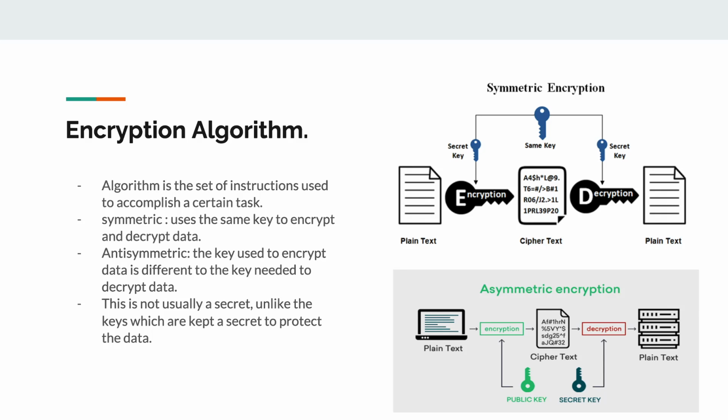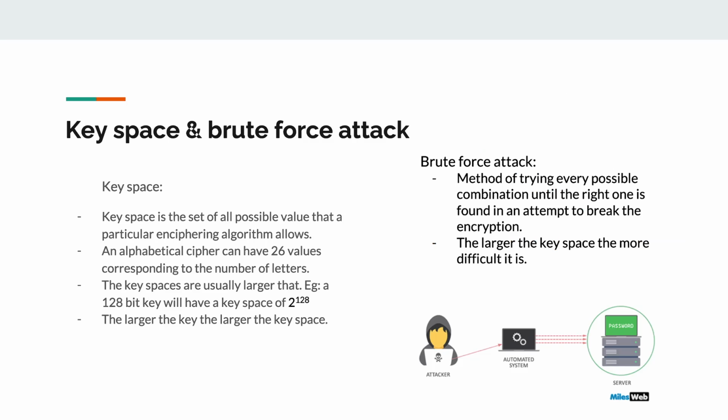Algorithms are the sets of instructions used in accomplishing a certain task. There are 2 types, symmetric and asymmetric. Symmetric uses the same key to encrypt and decrypt the data, whereas asymmetric uses 2 different keys. The algorithm used is usually known, however, the keys are kept a secret to protect the data and prevent it from being deciphered. The processes are shown here.